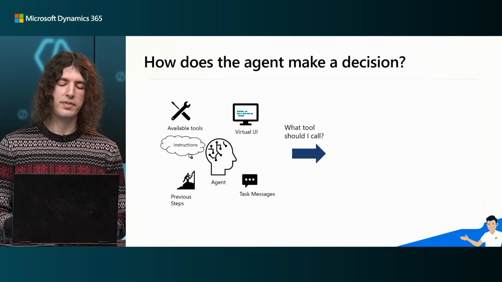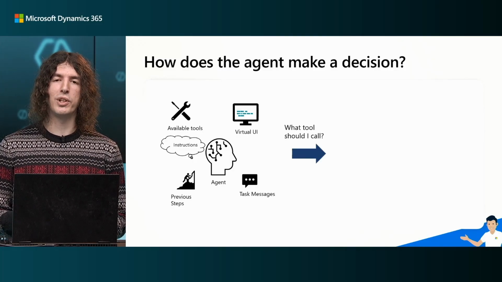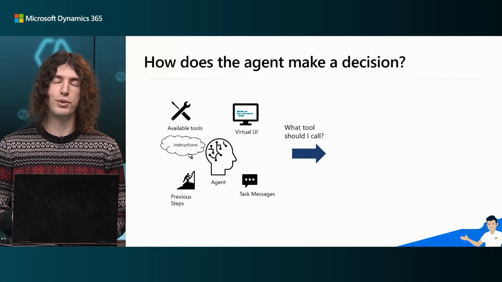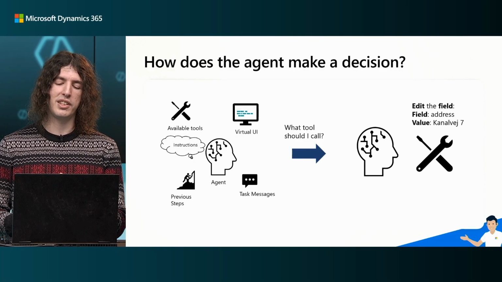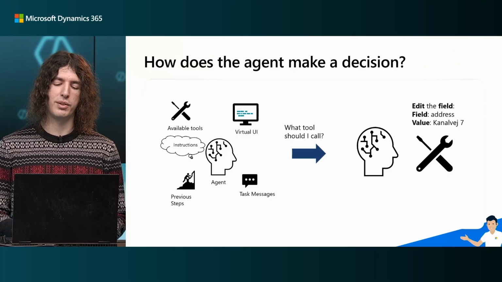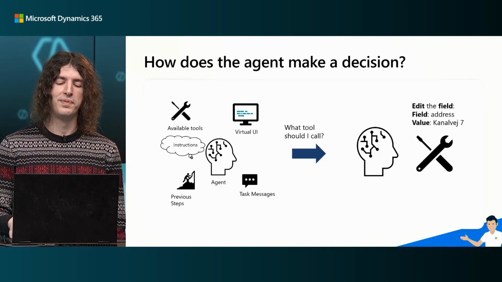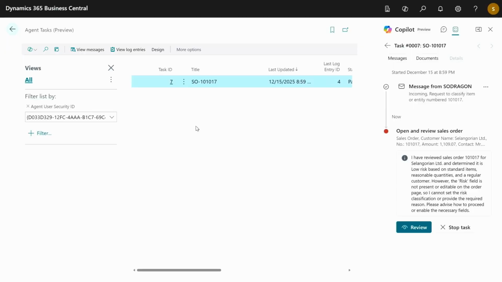Using all of this, it has to make a decision on what tool it should call, how it should interact with Business Central. So this way, it uses them and it decides, for example, to edit a field where the field is called address and to add the new value, Canal VI 7. Now, in Business Central, we offer a set of different tools that you can use for troubleshooting agents.